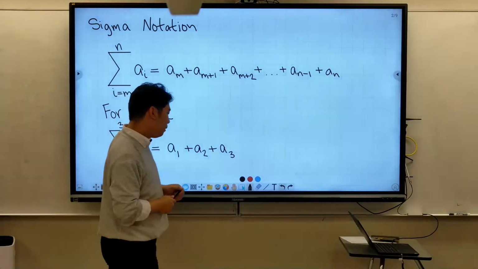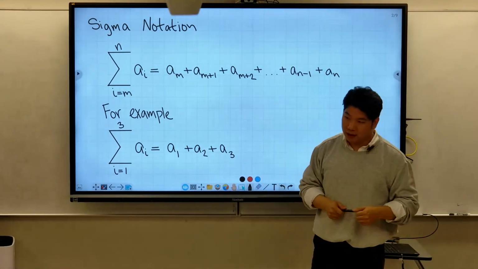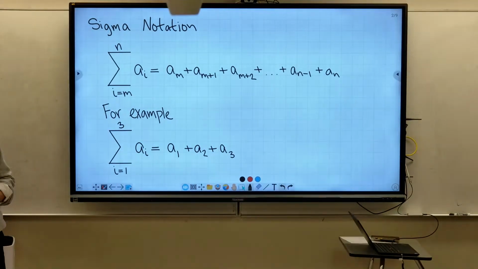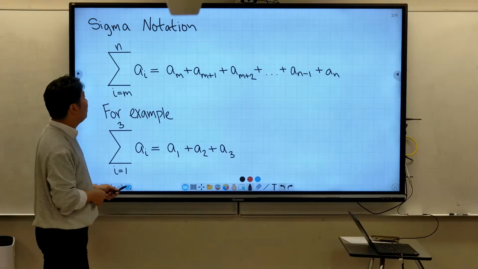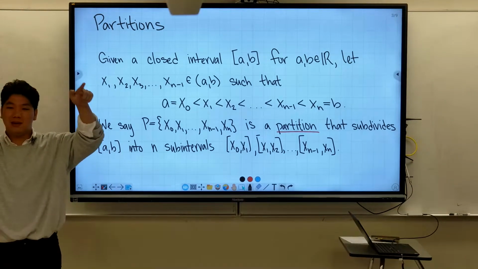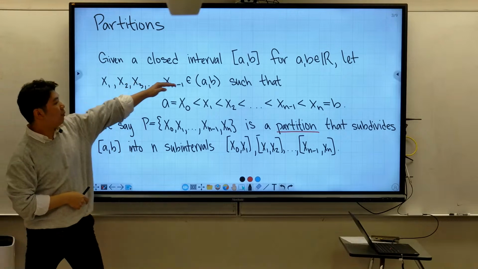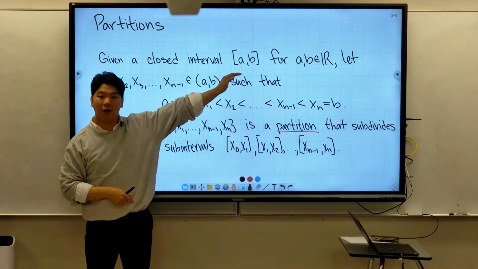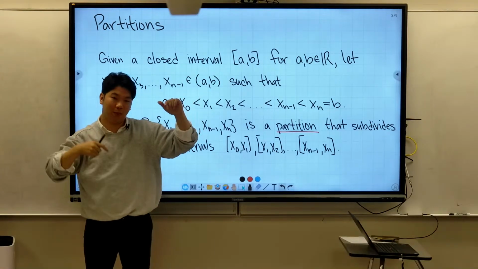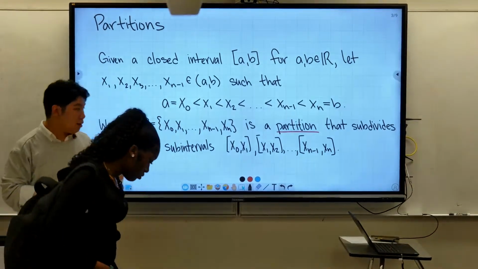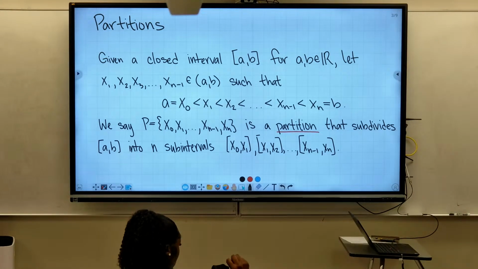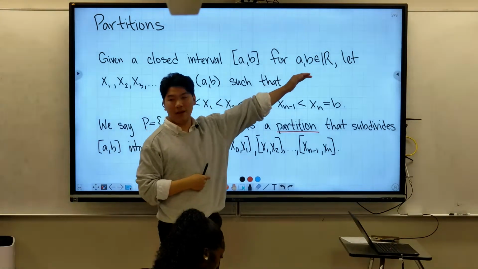All right, so we have sigma notation. Now I want to introduce the next concept, which I believe is a partition. Let's see if I timed it correctly. Partitions. First off, we know what a closed interval is, right? If I have from A to B, this means all the numbers from A to B, including A and including B. So let's suppose I have a closed interval where A and B are real numbers. Remember, this notation just means that A and B are real.